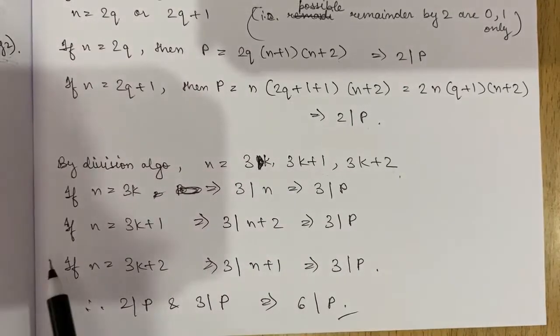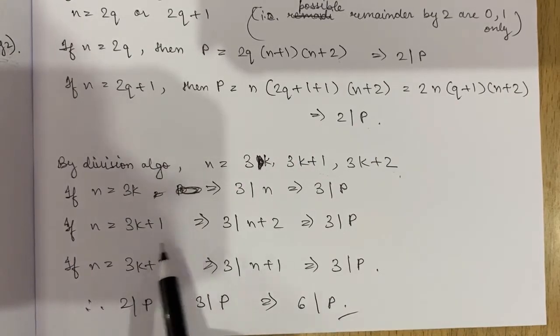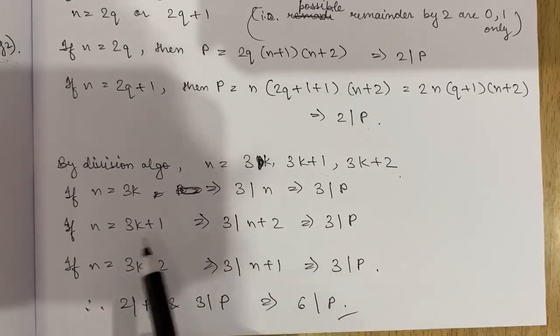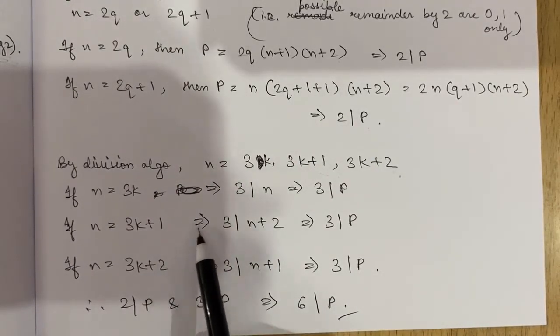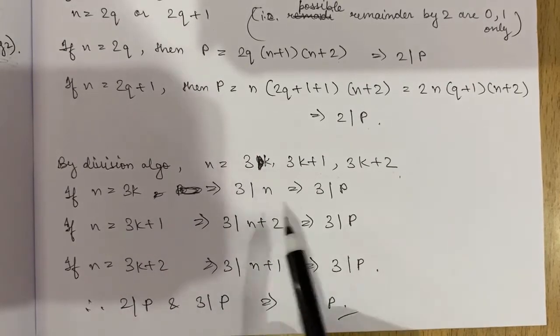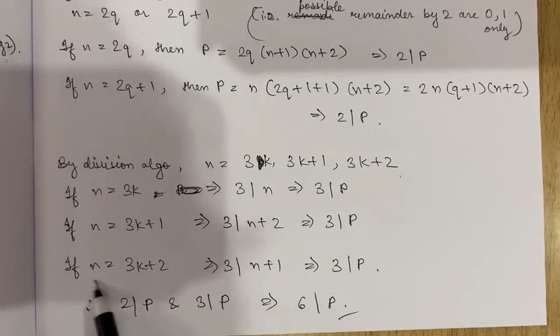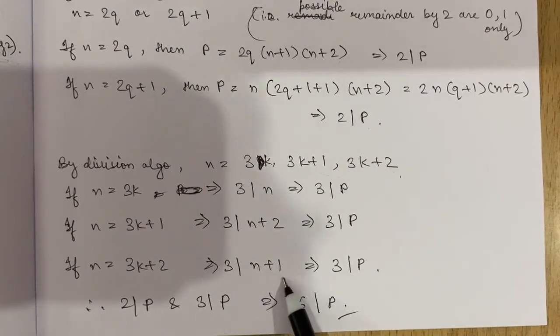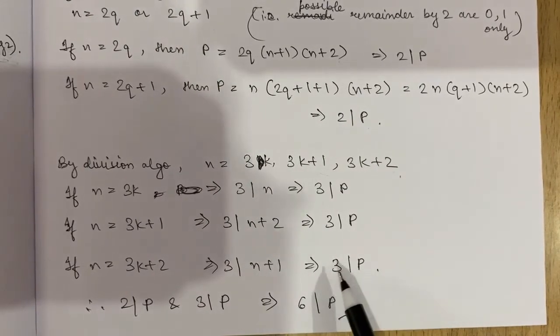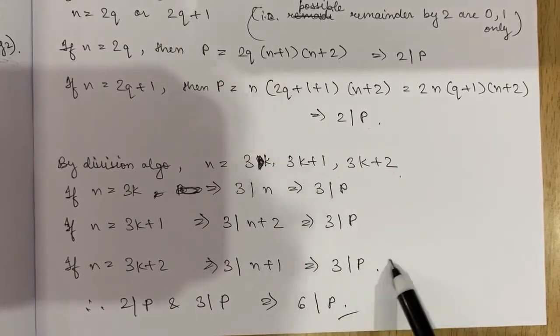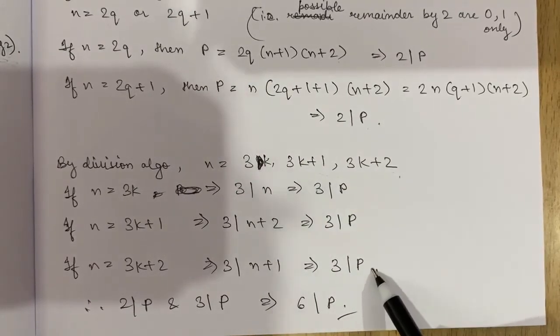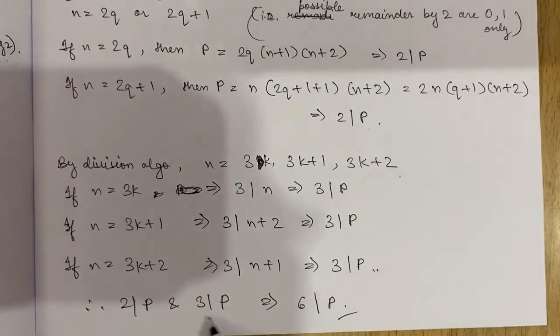P. And if n equal to 3k plus 1, then 3 would divide n plus 2, which is 3k plus 1 plus 2, which is 3k plus 3, so 3 divides that number, so 3 divides P. And if n equal to 3k plus 2, then 3 divides n plus 1, and therefore 3 divides P. So 3 divides P in all the 3 cases, so 3 always divides P.